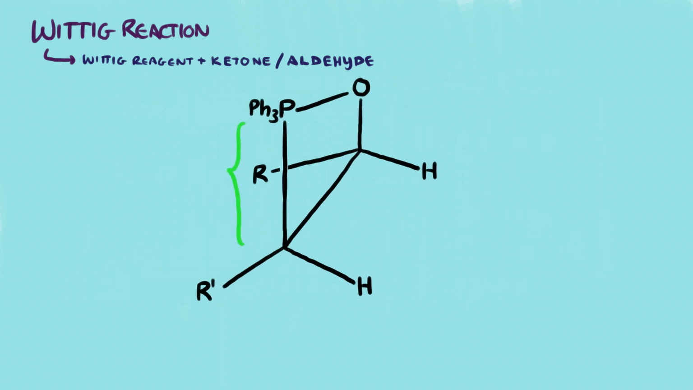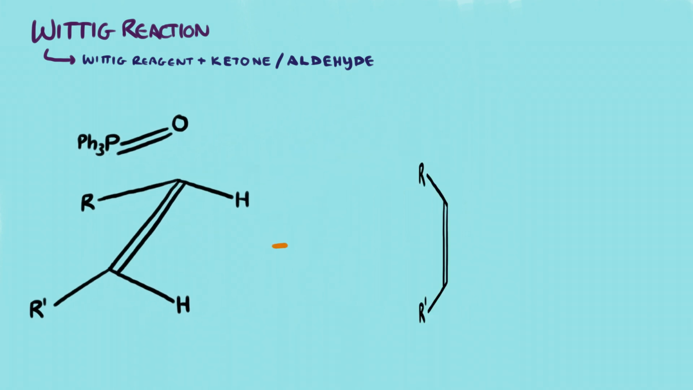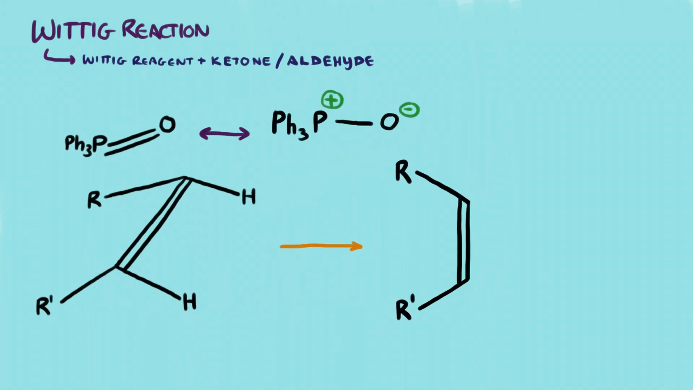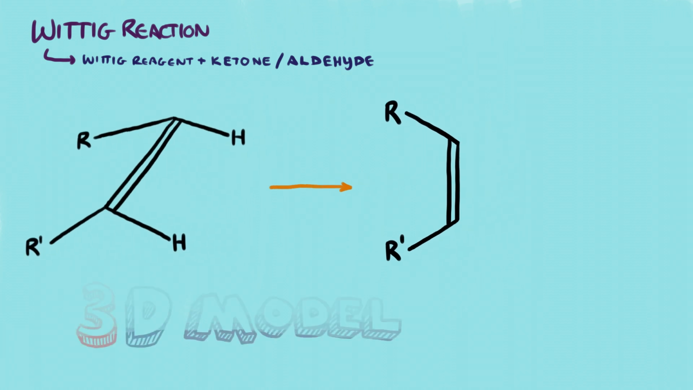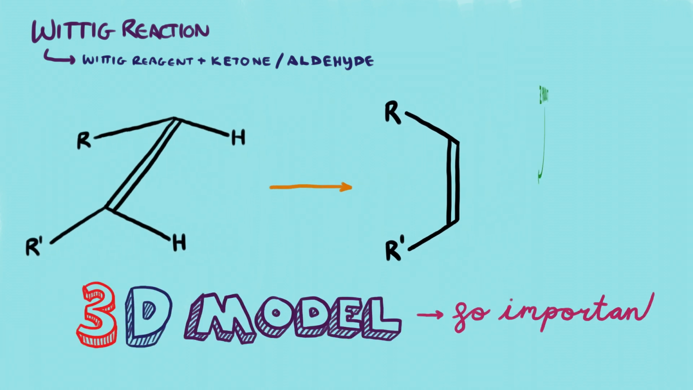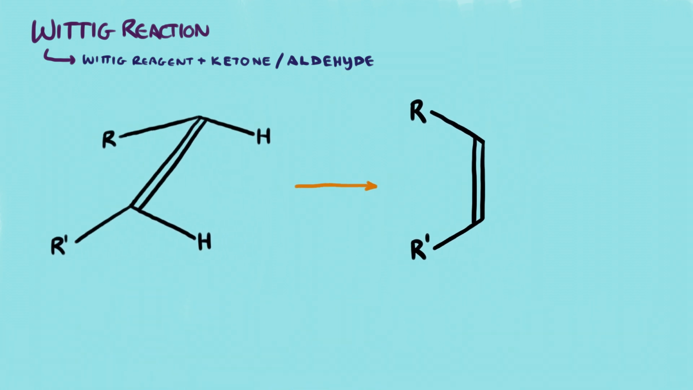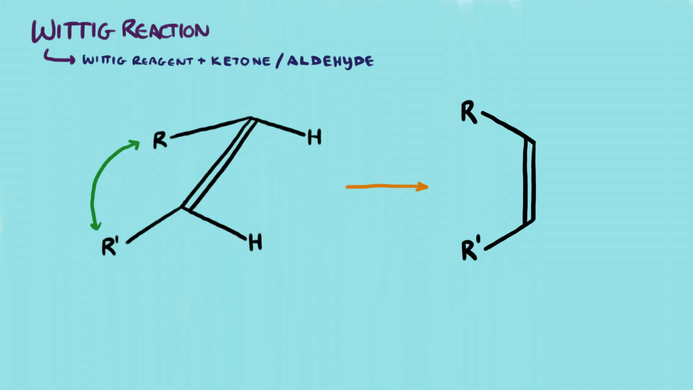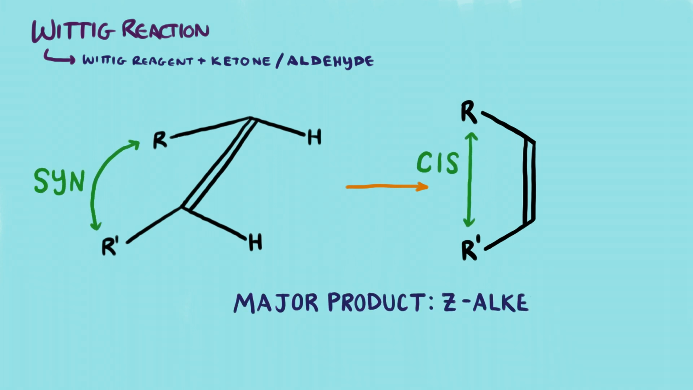Both the carbon-phosphorus bond and the carbon-oxygen bond will break, forming 2 new pi bonds, the olefin product and a phosphate ion. This last step shows why a 3D model is so important in determining the Wittig Olefination product, as we are able to see the orientation of the R and R' groups. They are syn to each other, and therefore the major product we see is the Z conformer.